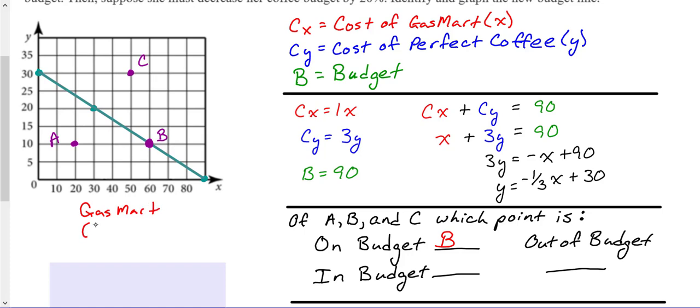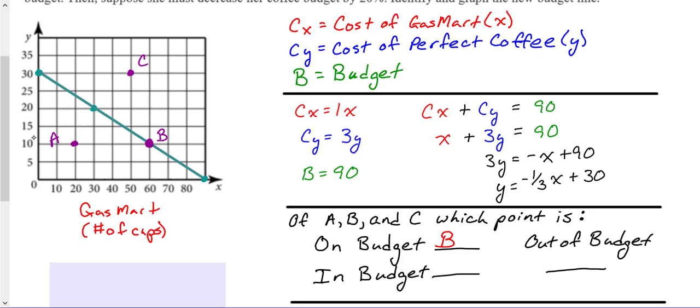That means, and we said X is Gas Mart, so the bottom would be the Gas Mart. And this would be our number of cups, or how much we spent for the number of cups there. And on the right would be the Perfect Coffee. So for this one, we bought $60 worth of Gas Mart coffee, and we did 10 of the Perfect Coffee.